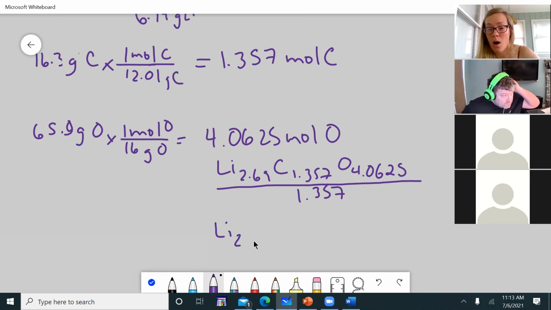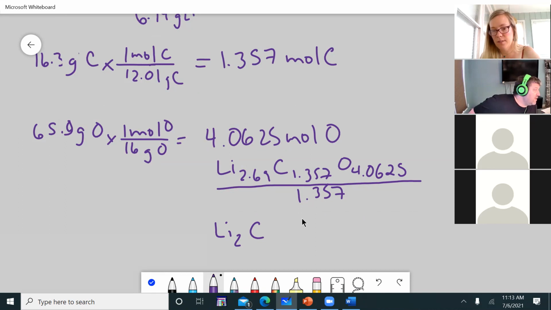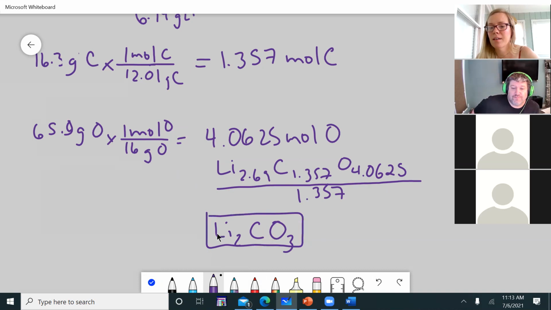Anything divided by itself is 1, right? So carbon gets a subscript of 1. And then for that 4.0625 divided by 1.357, come on, whole number. Oh, we get 2.99. That is totally close enough to 3 to keep it as 3. What did we get here? Does anyone know what the name of this thing is? Lithium carbonate. Cool. Able to figure that out.